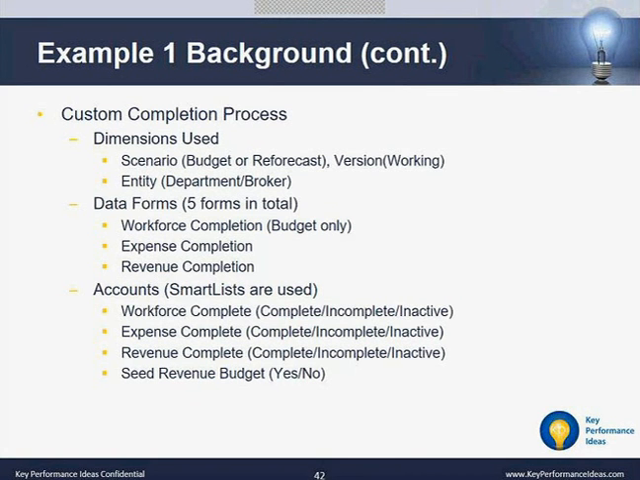There were also a few accounts created using smart lists, which allow the users to actually pick the value from a drop-down, so they can actually select whether that particular entity is complete or incomplete. So there's an account for workforce, for expense, and for revenue. Also, besides being able to select complete or incomplete, it also could be inactive, so that selection is also allowed.